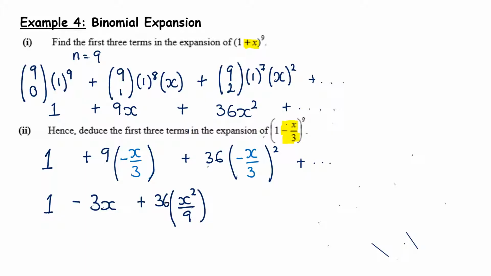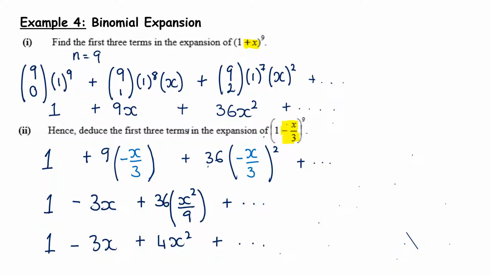Sorry, that should be a 36. So I get x squared over 36, and I still have a little bit of cleanup to do there. So I go 1 minus 3x. 9 divides into 36 4 times, so I get plus 4x squared plus dot dot dot. So that's how I could deduce it.